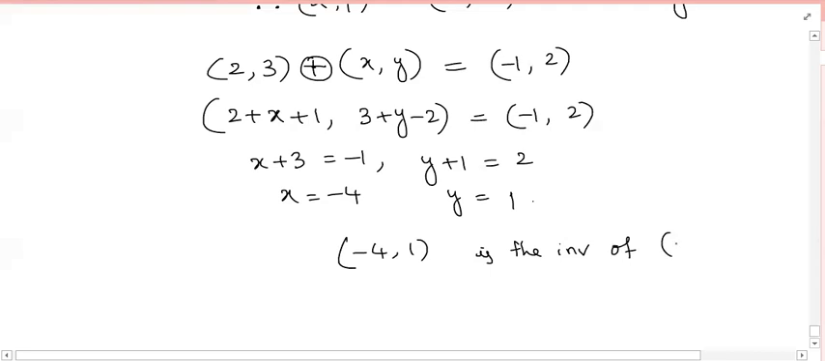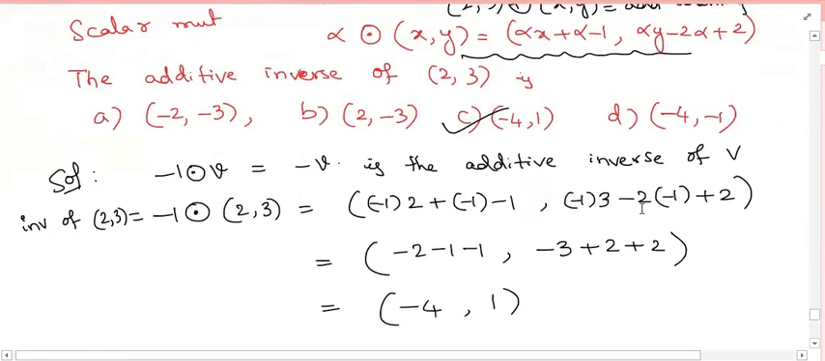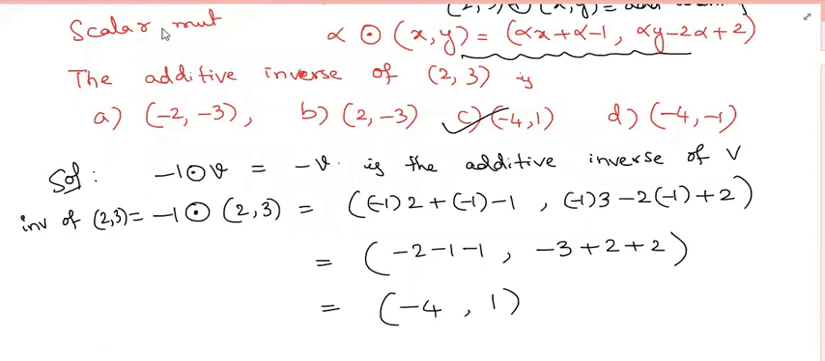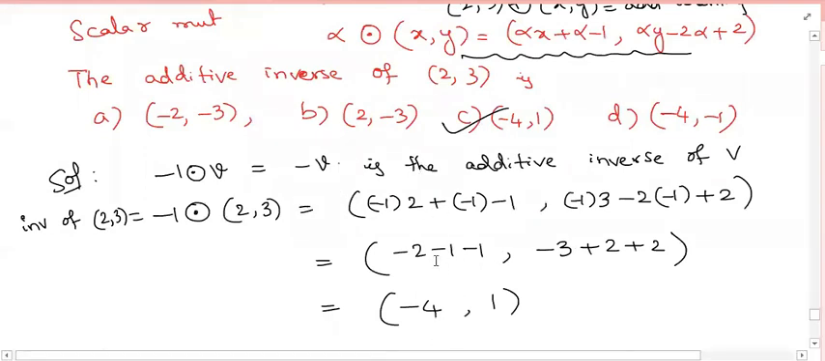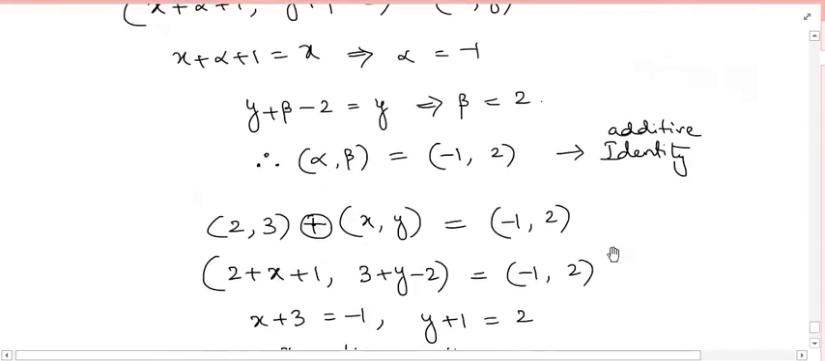Is that clear? So this is a lengthy way, right? But if you know the properties of vector space, we know that minus 1 into v is minus v. If you use that, you will get it easily. So within 1 minute, we have to do it. That's why we have to use this trick. Is that clear? Okay, sir. Thank you.